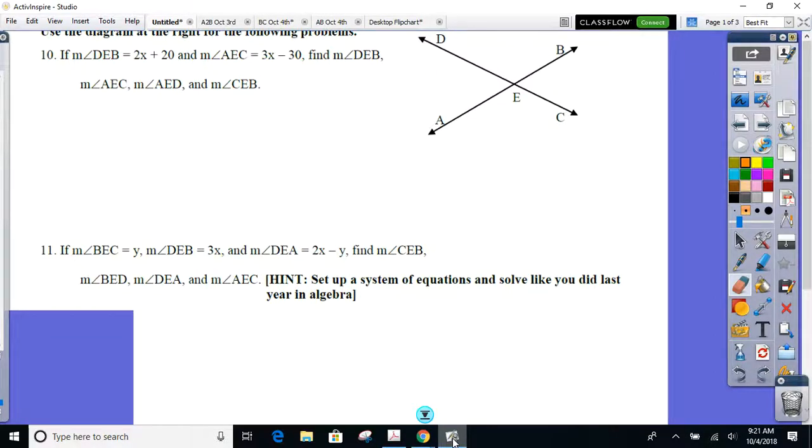Okay, so for the algebra questions last night, number 6: angle JLN was 42, MLK 90, KLO 42, and JLO 138.